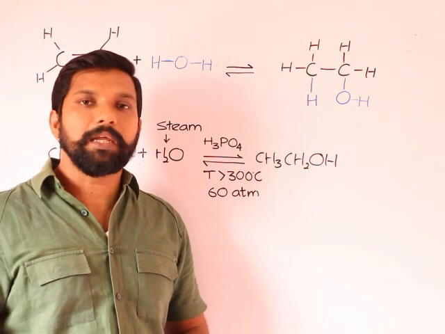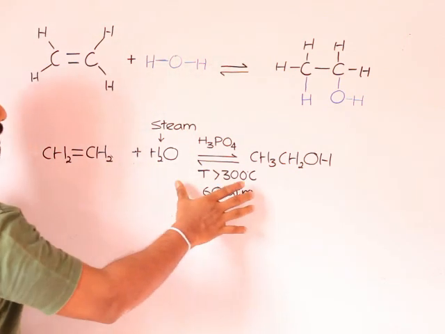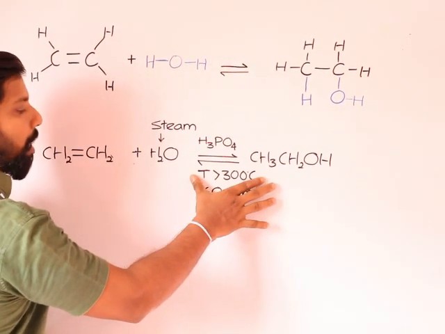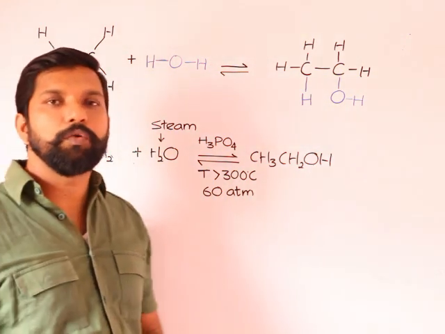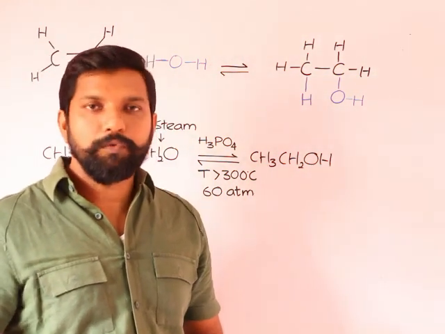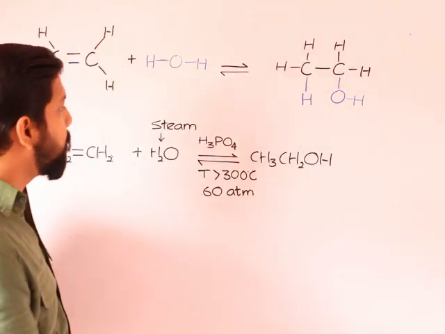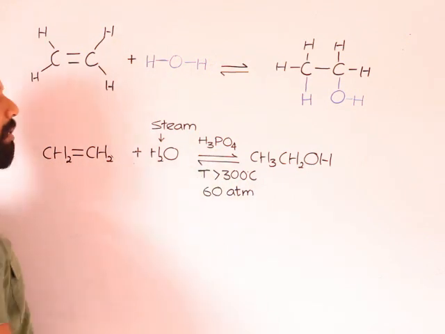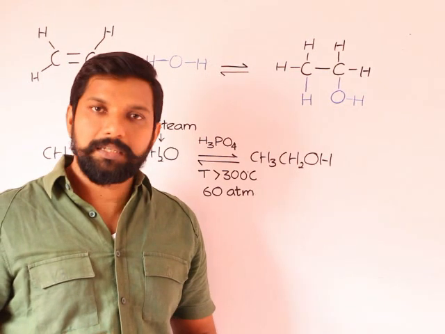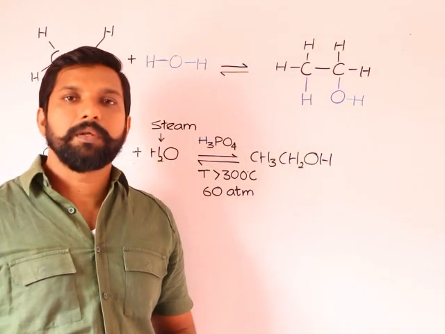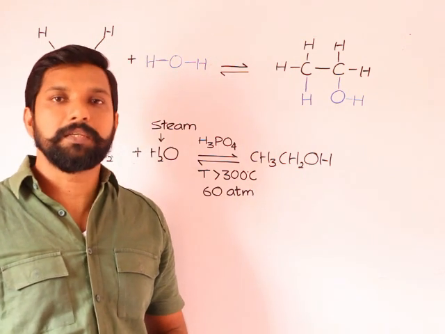What are the disadvantages? This method needs higher temperature and higher pressure compared to fermentation. Therefore, the energy cost is higher. The phosphoric acid, which is a chemical catalyst used in this method, is hazardous, and also it is more expensive than the use of yeast.